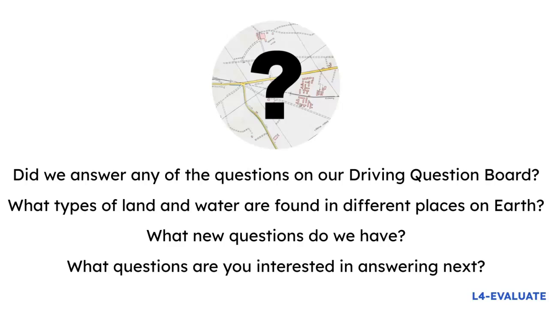To support student sense-making across the unit, you'll orient them back to the driving question board. You'll ask, did we answer any of the questions on our driving question board? If there are questions that have been answered, remove them from the driving question board and place them on the summary charts. You can use this as an opportunity to answer the section driving question, what types of land and water are found in different places on Earth?